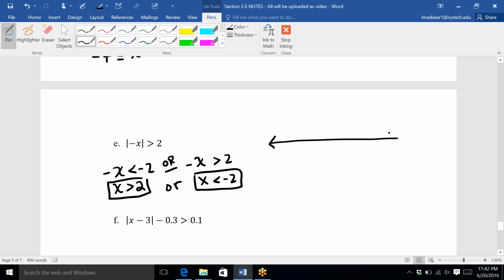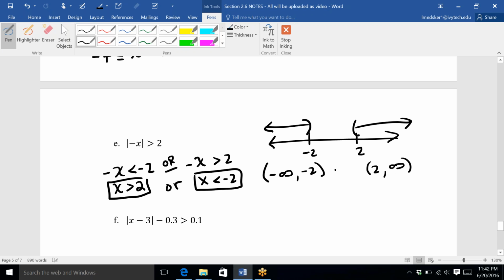Now, how do we write something like this? Well, if you think here's -2, here's 2, you have a parentheses, you're shading to the left of -2. You have a parentheses, you're shading right. If you wanted to write that in interval notation, it's negative infinity to -2, and this one is 2 to infinity. When we have a jump, we use this symbol called a union to tie them together.